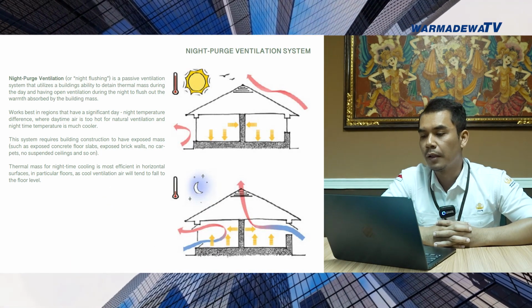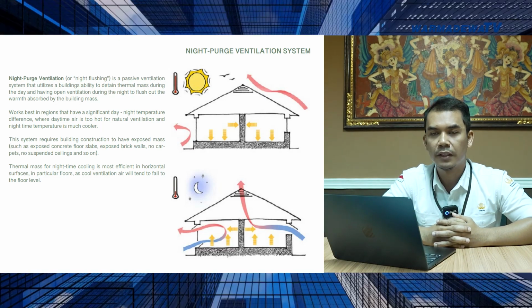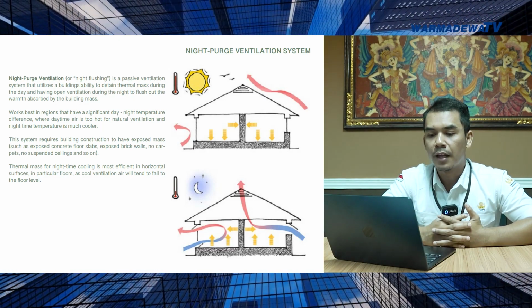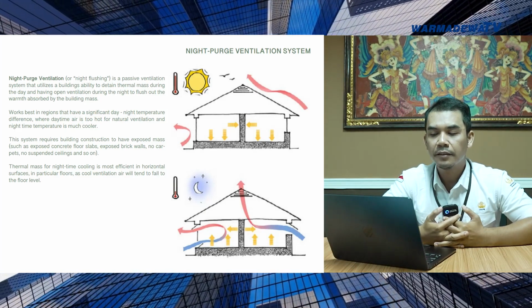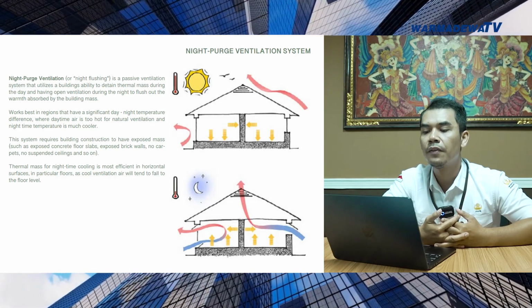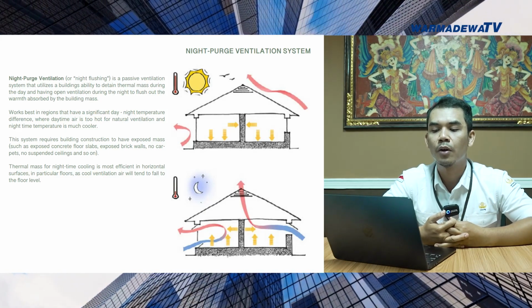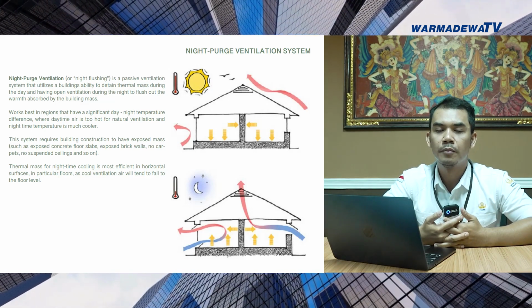Another ventilation system that is sustainable in buildings is called the night purge ventilation system. Now, the night purge ventilation system, also known as night flushing, is a passive ventilation system that utilizes a building's ability to detain thermal mass during the day and having open ventilation during the night to flush out the warmth absorbed by the building mass.